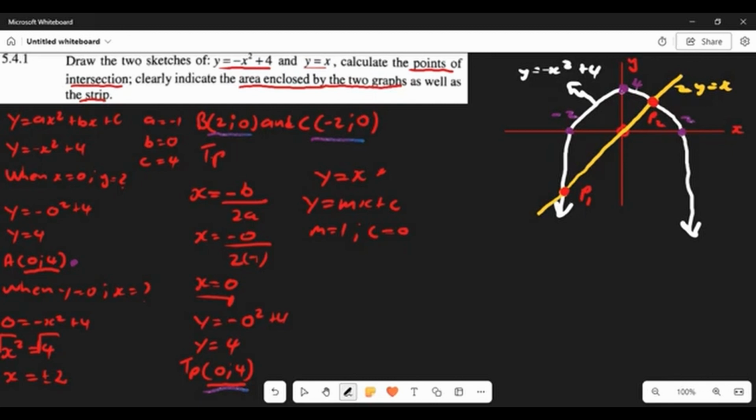What do I mean by that? You can say the straight line graph is going to be equal to negative x squared plus 4. Remember, this is the parabola. So all you have to do now is transpose this negative x squared plus 4 to the left hand side, and then you'll be left with x squared plus x minus 4, and this is equal to 0. As you can see, this becomes a quadratic equation, meaning we can use the quadratic formula to find the x values of those intercepts.